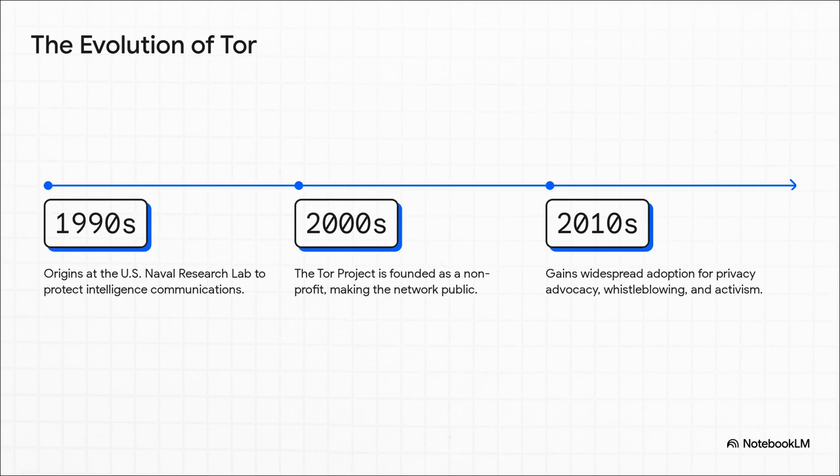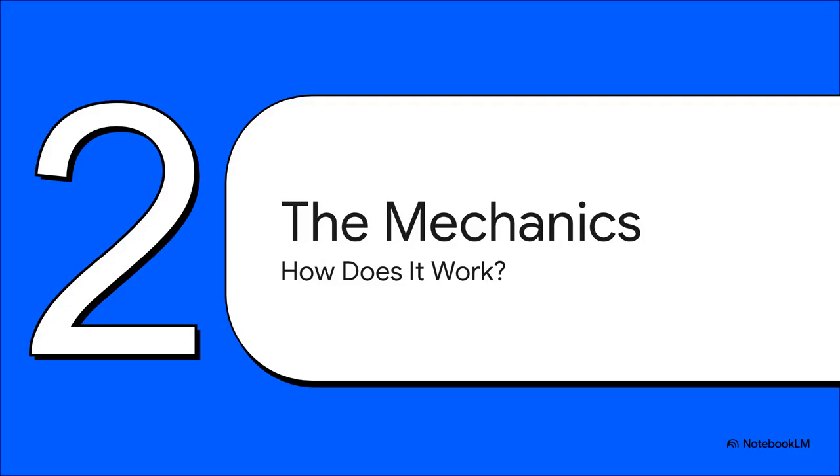And the origin story of Tor is probably not what you're thinking. It didn't start in some hacker's garage. It was actually born in the 1990s, inside the U.S. Naval Research Lab. It was designed to protect American intelligence communications. But then, in the 2000s, it went public as a nonprofit. And by the 2010s, it had become this absolutely essential tool for activists, for journalists, and for pretty much anyone fighting for privacy online. Okay, so that's the what and the why. But how does Tor actually pull off this incredible disappearing act? How does it work? Let's get under the hood and look at the mechanics.